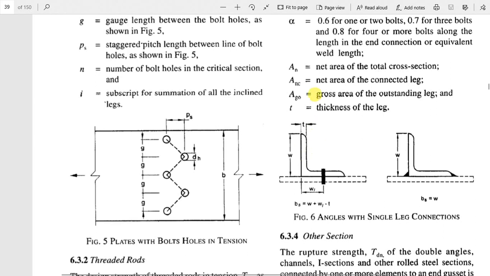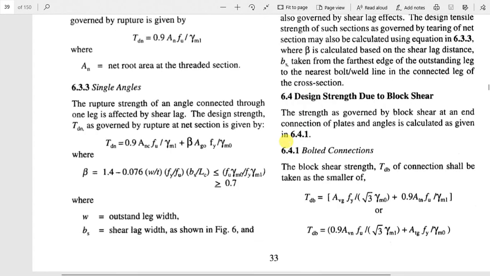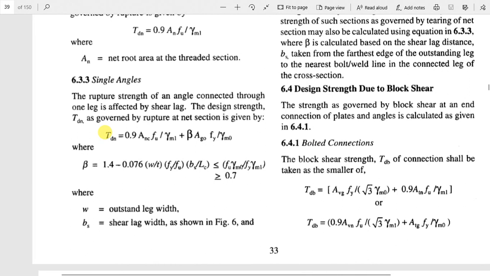For right now, AG0 stands for gross area of the outstand leg, and ANC is the net area of the connected leg. So this formula will be used to get TDN for single angles. Once again, if you are using two angles, whatever value you get for TDN, multiply by 2 or double it.